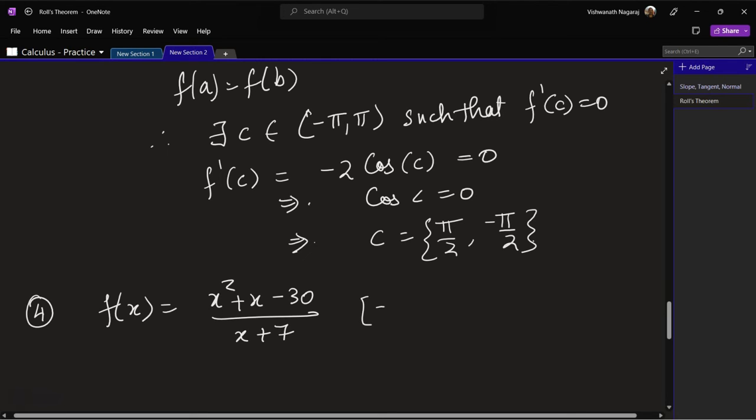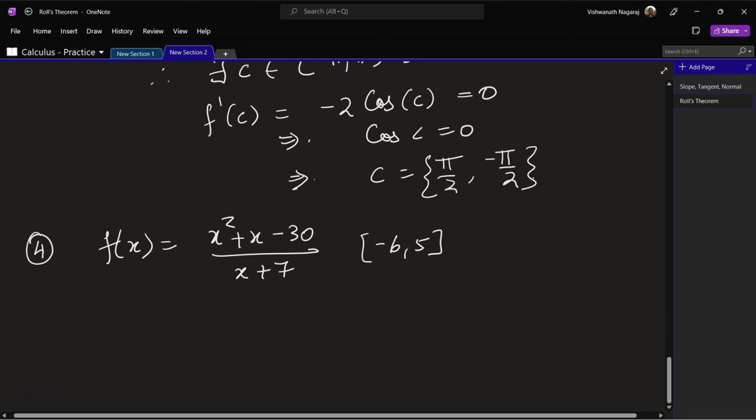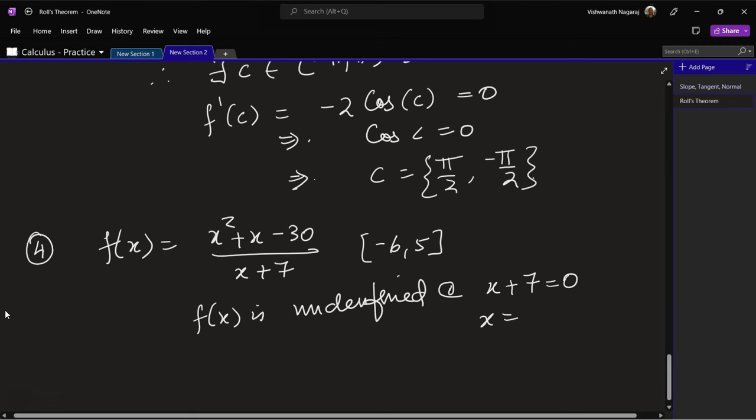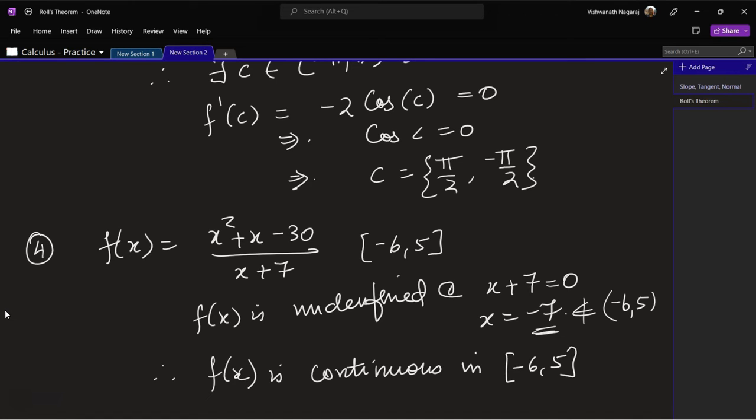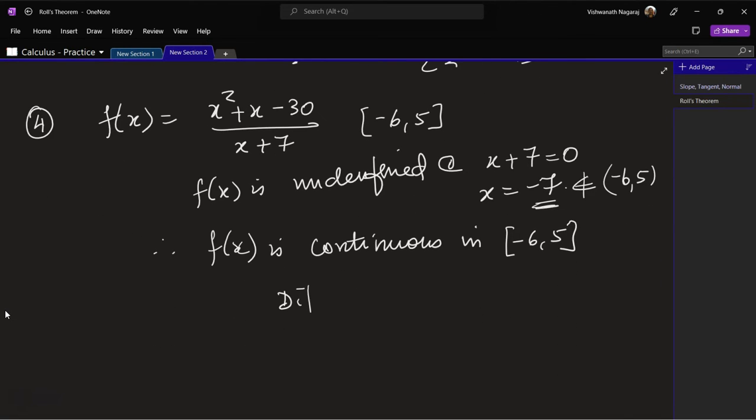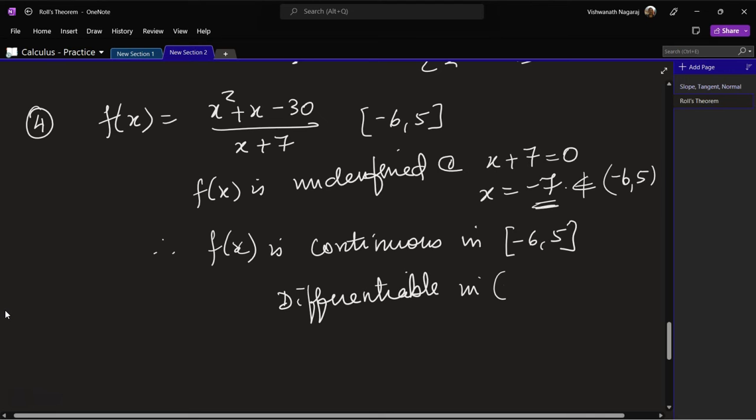Fourth one, f of x is equal to x square plus x minus 30 divided by x plus 7, and the interval given is minus 6 comma 5. Now here f of x is undefined at x plus 7 equal to 0, that is x equal to minus 7. But this minus 7 does not belong to minus 6 comma 5, right? So therefore f of x is continuous in minus 6 comma 5, and which means it is differentiable in the open interval minus 6 comma 5.